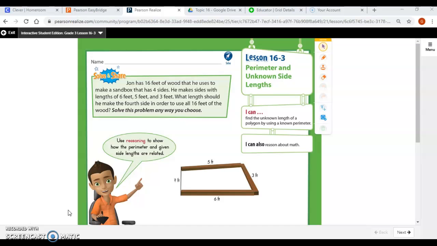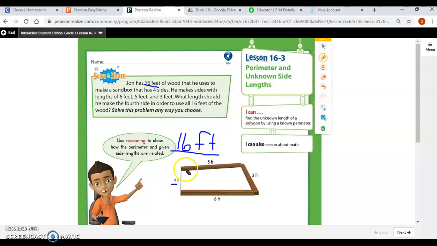John has 16 feet of wood that he uses to make a sandbox that has 4 sides. He makes sides with the lengths of 6 feet, 5 feet, and 3 feet. What length should he make the 4th side in order to use all 16 feet of wood? Okay, so we know now that the perimeter is 16 feet. So if the total of all the sides is 16 feet, what is this side?